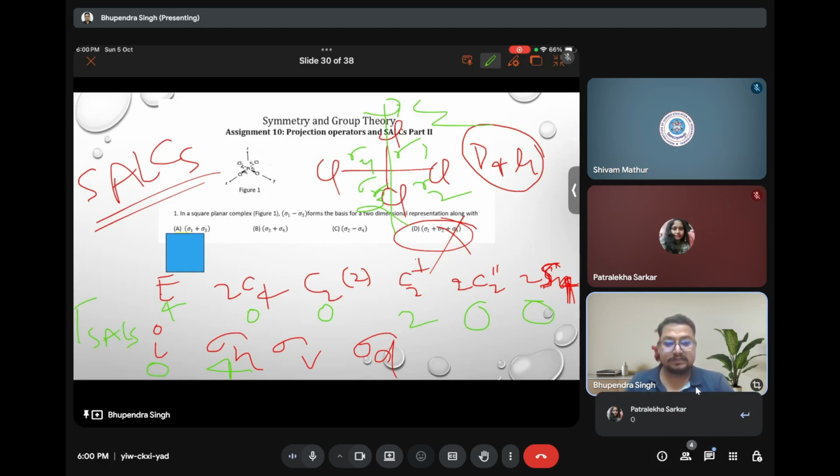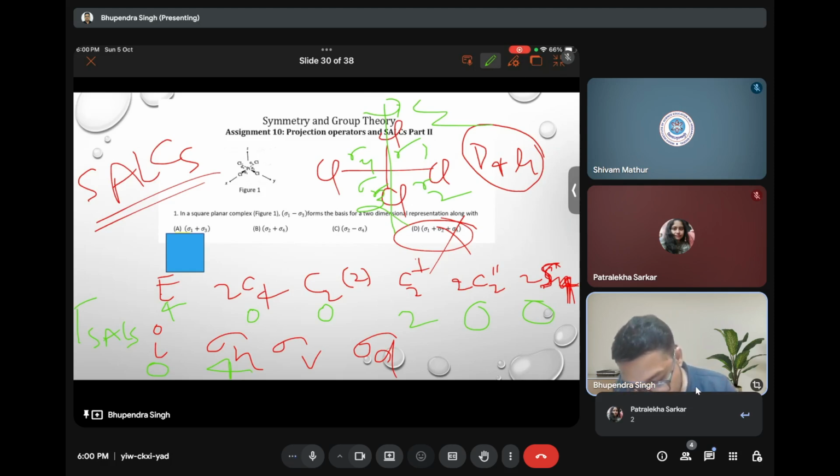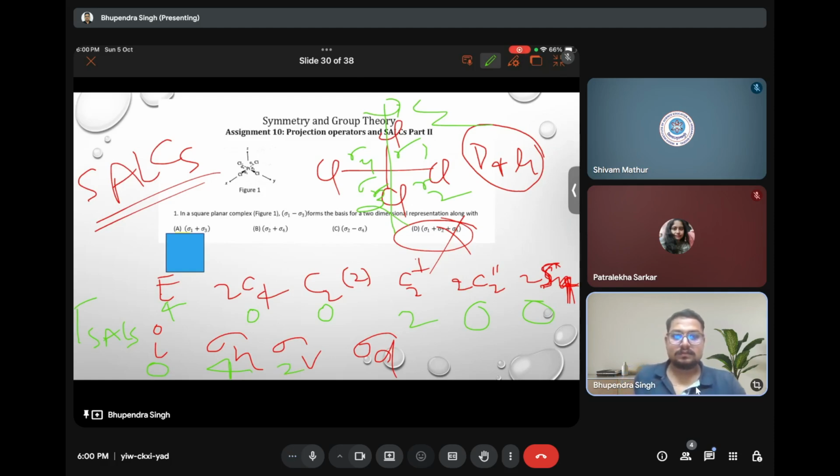No, it is square planar. No, sigma V means it is containing your principal axis of rotation. No, not sigma D, sigma V. 2, yes. And sigma D, 0, yes.